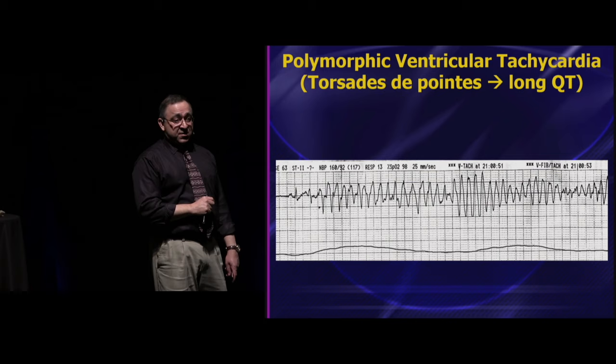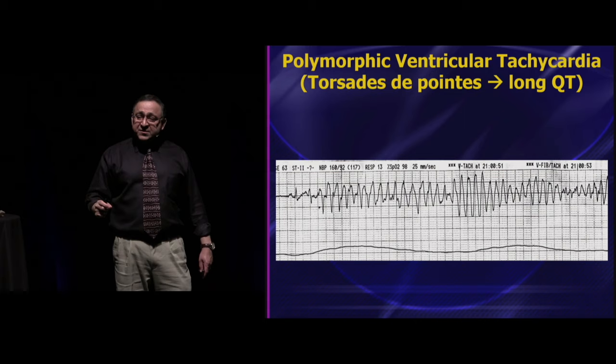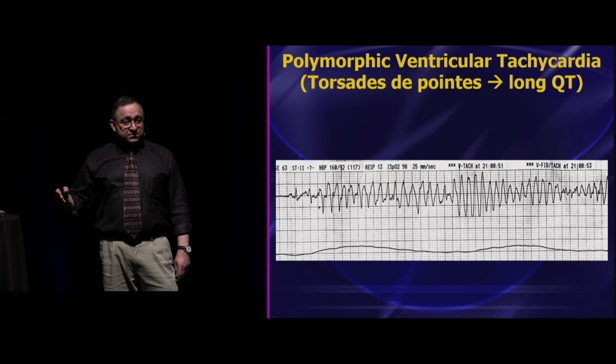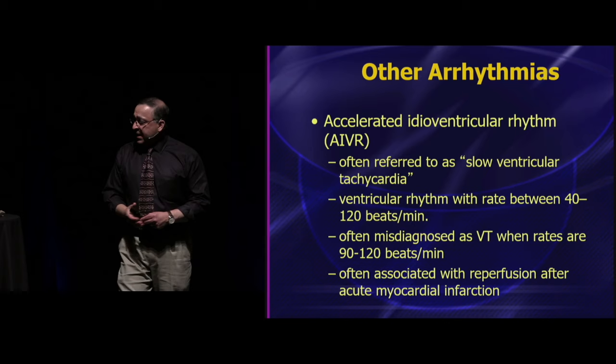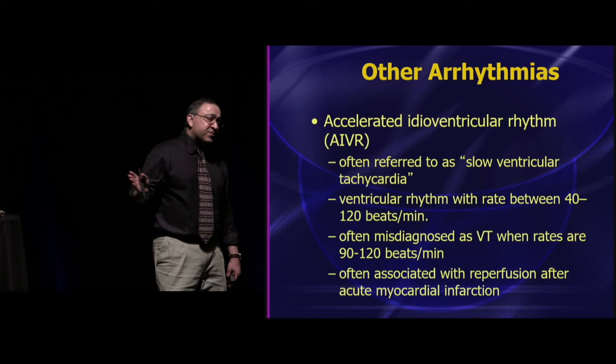All right? So the distinction between generic polymorphic VTAC versus torsade is not based on the morphology of the QRS complexes. It's 100% based on the QT, either before they went into it or after you shock them out of it. All right? Everyone okay with that? Very important. Okay. And then there's one other wide complex rhythm that we've got to talk about, and we've mentioned it a couple times already. It's accelerated idioventricular rhythm.